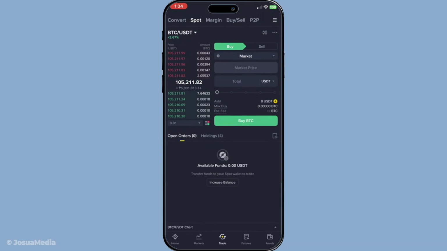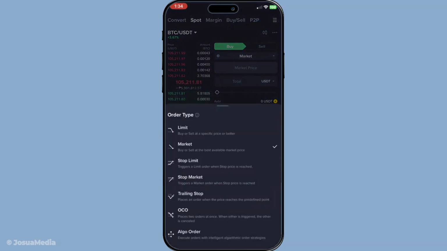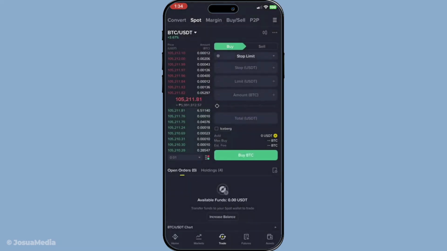Lastly, a stop limit order is a bit more advanced, allowing you to specify a stop price and a limit price. This is particularly handy for safeguarding against unforeseen market swings.